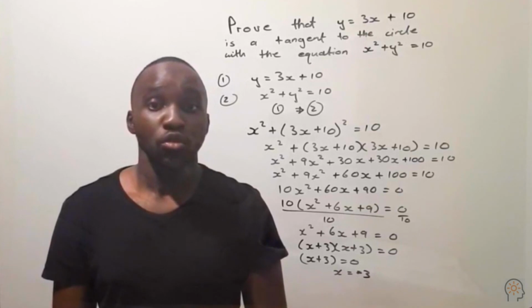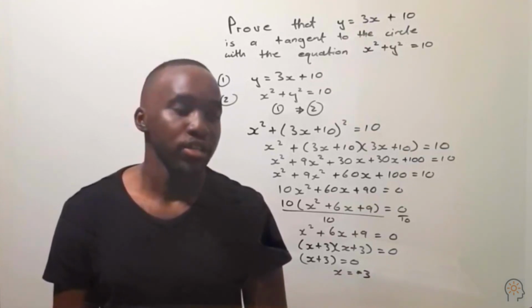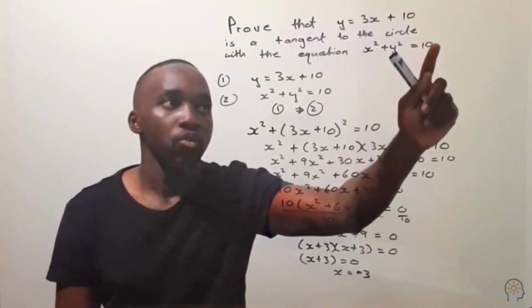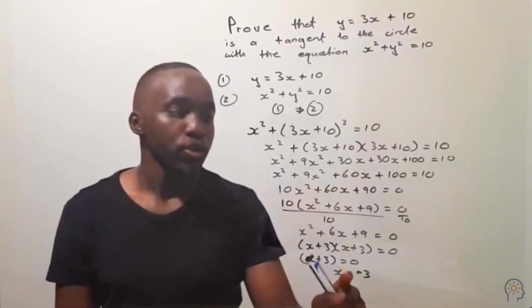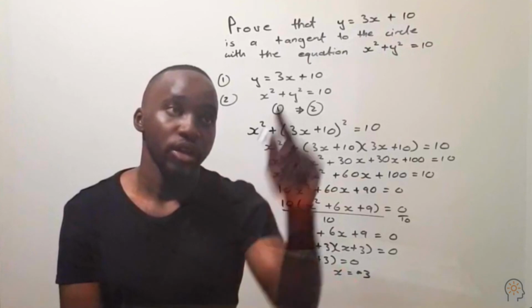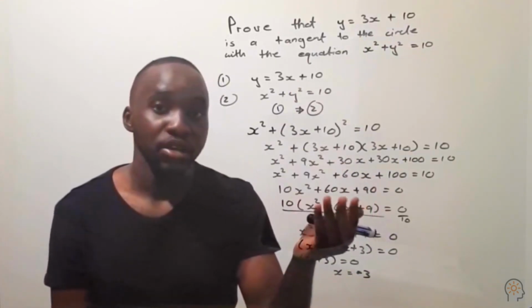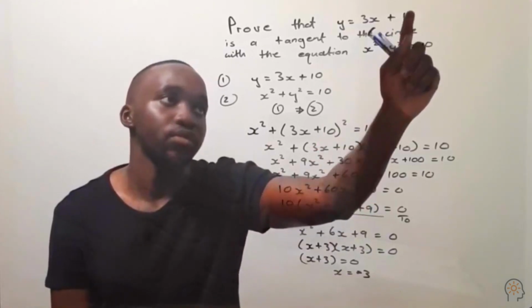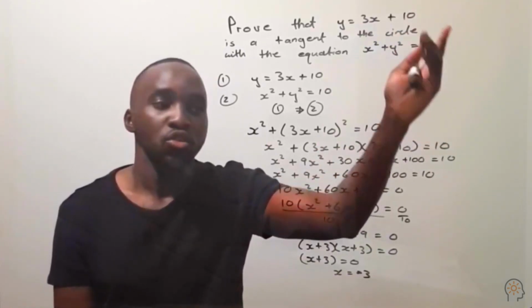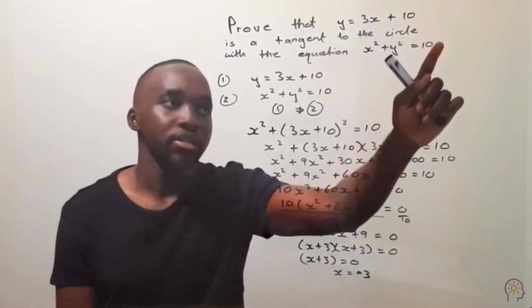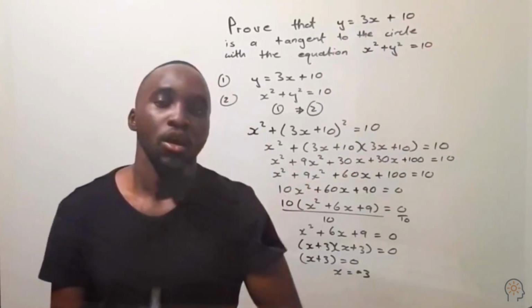We only have one solution, so this is clearly telling us that our tangent slash straight line will only meet our circle once, because we are only getting one x value where these two are going to meet. You won't even need to work out the y value where they meet, because the point is you just want to prove that this straight line is a tangent. So all you would need to do is to show that this straight line meets this circle only once.